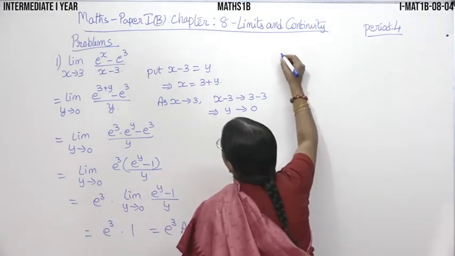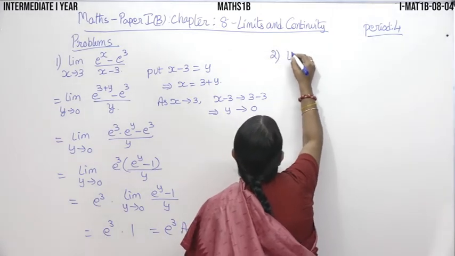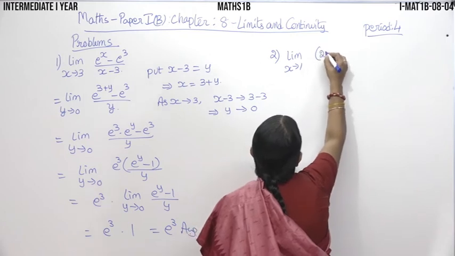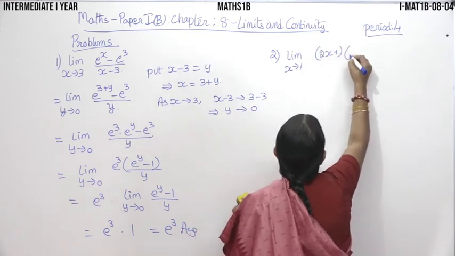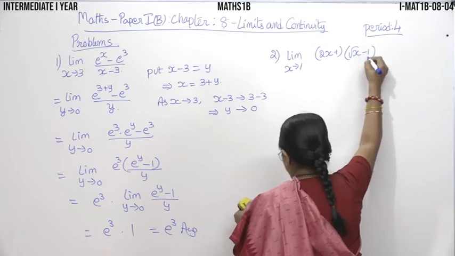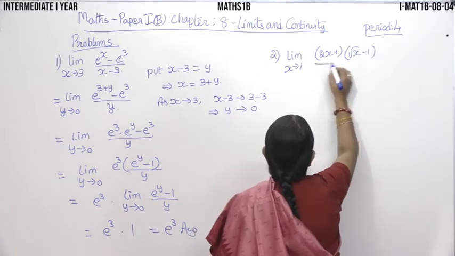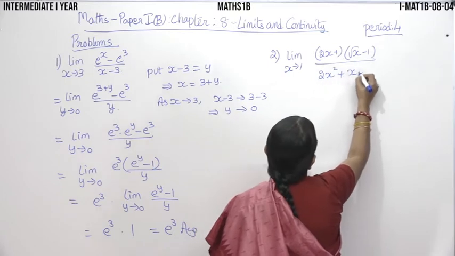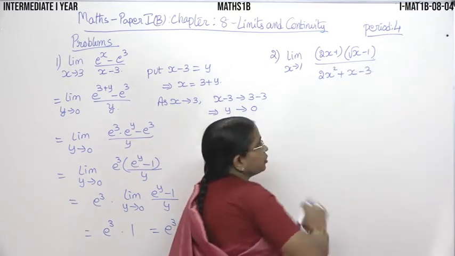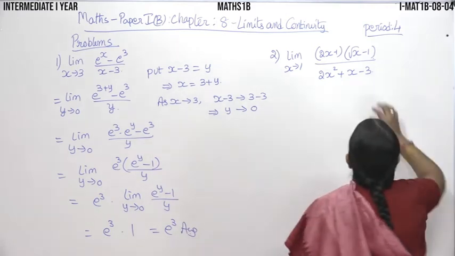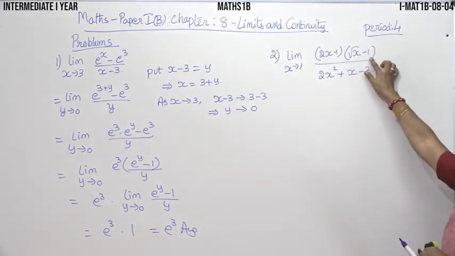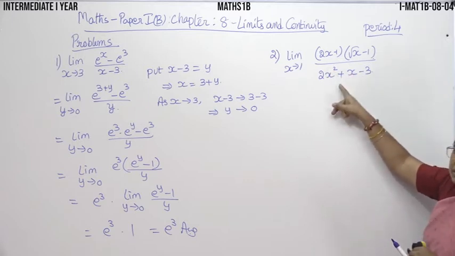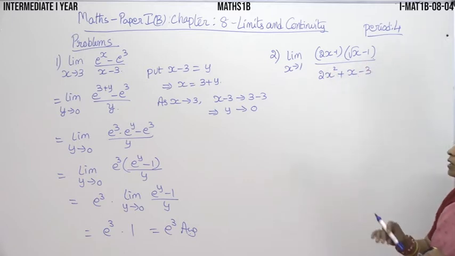Second problem. Limit x tending to 1 of 2x minus 1 into root x minus 1 by 2x square plus x minus 3. Now when you substitute 1 here, this is root 1 minus 1, that is 0. So this is 2 plus 1, 3 minus 3, 0. It is again in the 0 by 0 form.